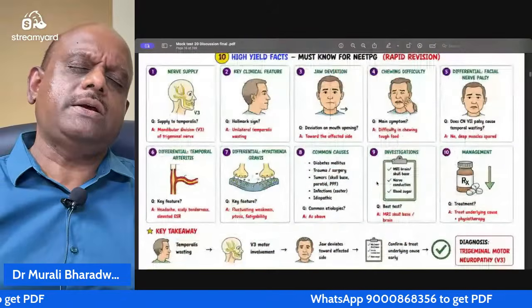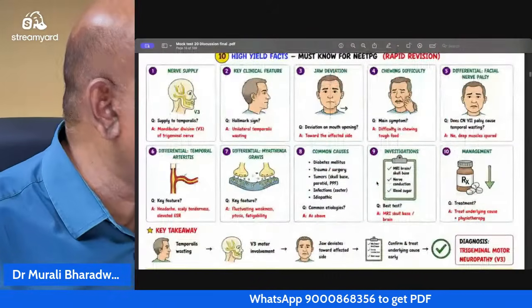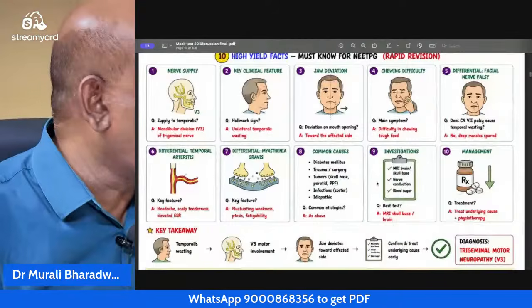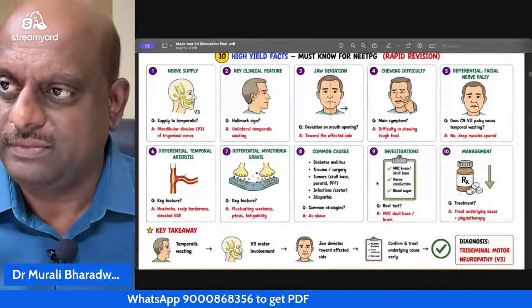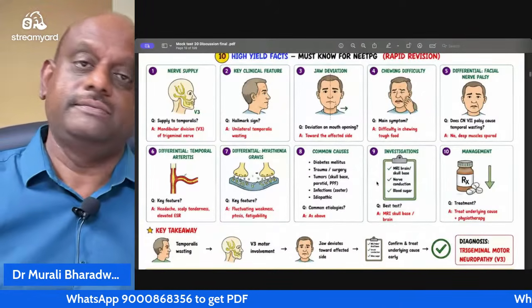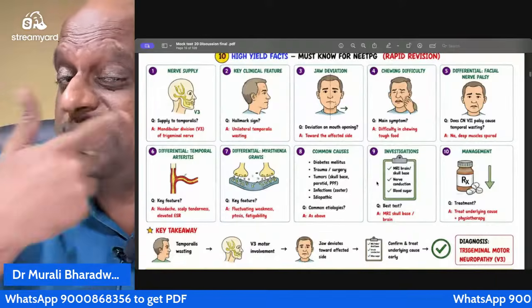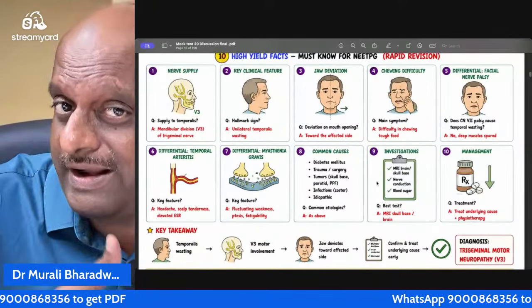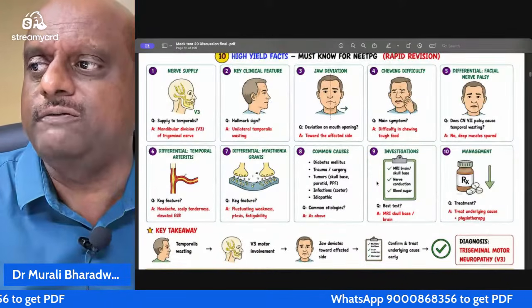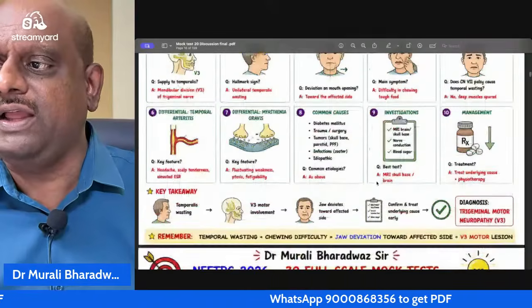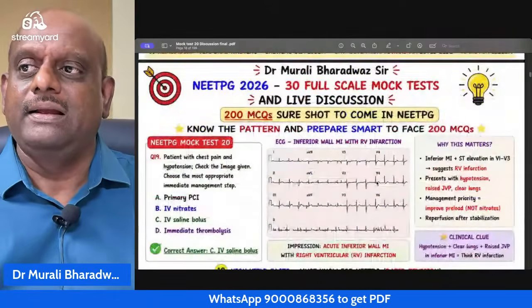So what is the nerve supply to temporalis, doctor? It is the mandibular division of the trigeminal nerve, and the jaw deviates ipsilateral to the side where the trigeminal is injured. Please don't forget, one of the favorite questions of the examiner.